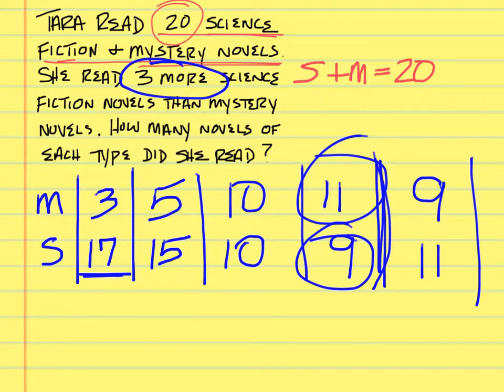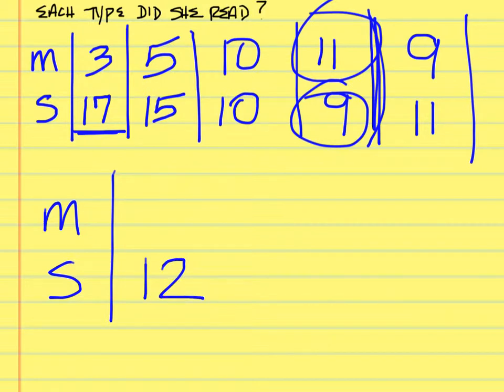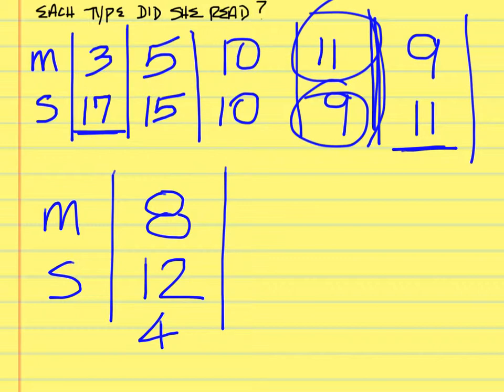What if I chose 12? And I'll make a new list here. How many would she have to read to get to 20? 8, yes. 8 and 12 is 20. Now look what happened here. How much higher is 12 than 8? 4. How much higher is 11 than 9 up here? 2. So the difference we're looking for is in between there.